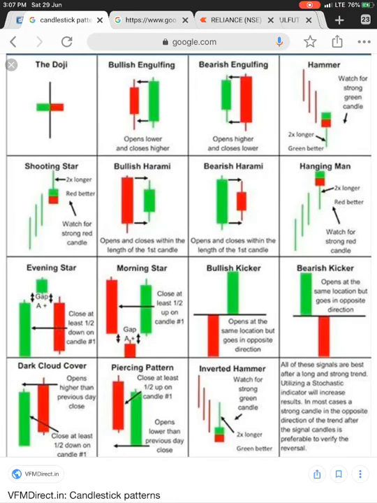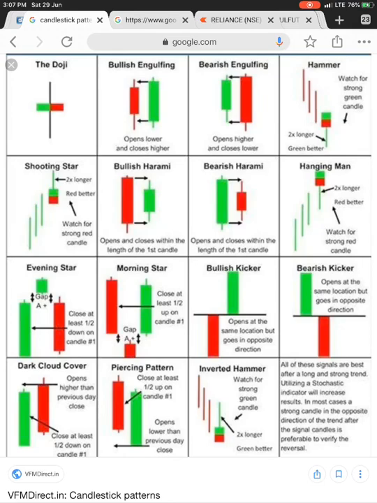The second one, bullish engulfing. In bullish engulfing, the bullish or green candle almost engulfs the bearish candle, and it opens lower and closes higher than the bearish candle. The next one, bearish engulfing, is just the opposite of bullish engulfing. It opens higher and closes lower.